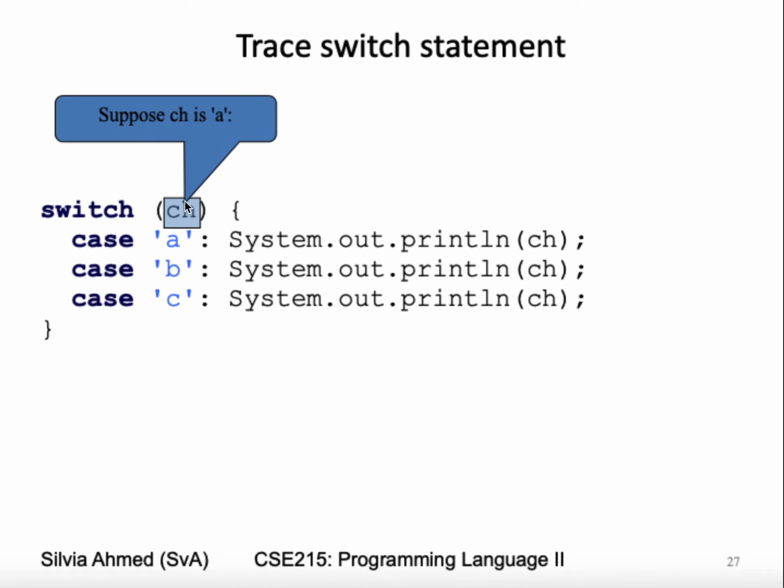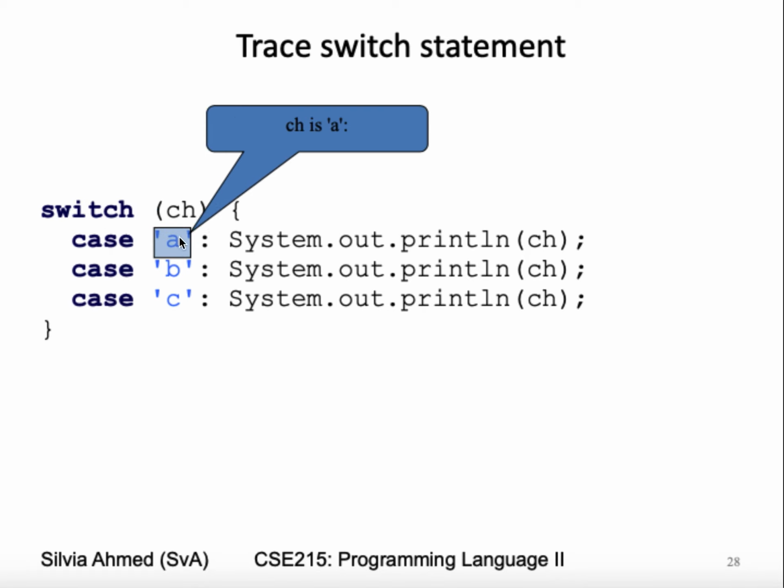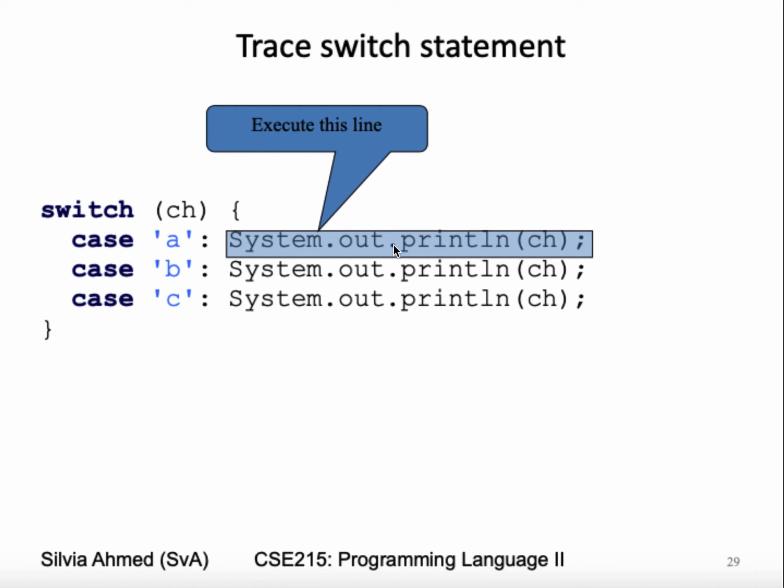Now let's look at an example. Switch, then we have a ch. The value is a character type, and let's say the value is a. Pause this video and think of where we will go. We will first compare with this case A, and the value of ch is also a, so it matches. We will go inside this case and print this ch value, which is a.